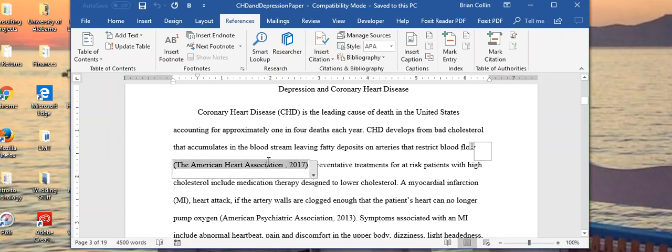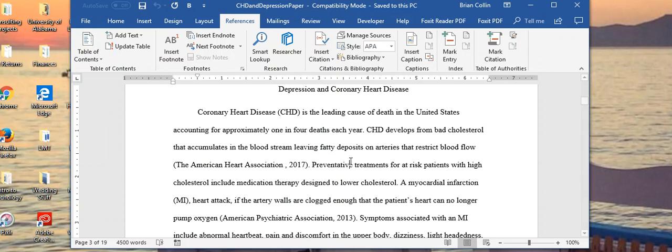One important thing to remember with in-text citations is if you have more than one, so if you cite 2 or 3 different articles, you want to make sure that the citations are in alphabetical order. So if I had the American Heart Association, then if the next one started with a B through Z, it would go after this one. So anyway, that's just a little bit on that.